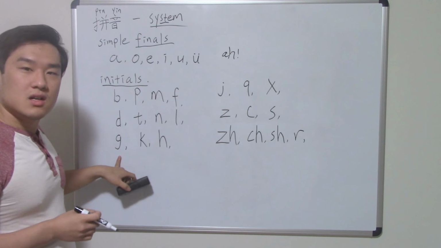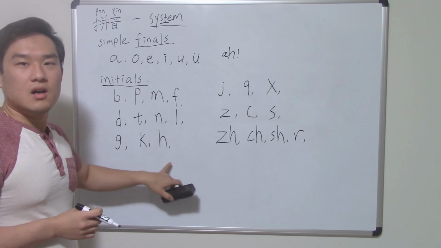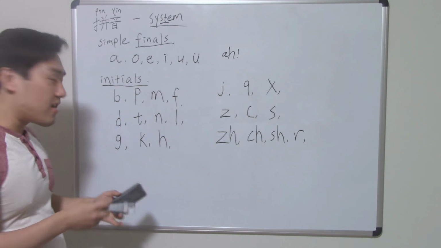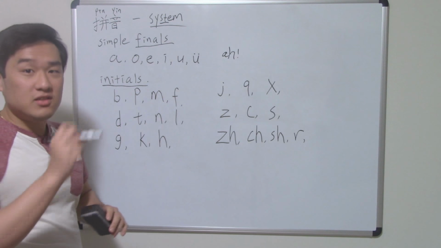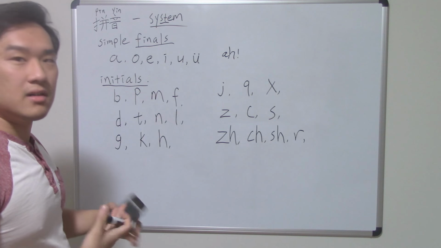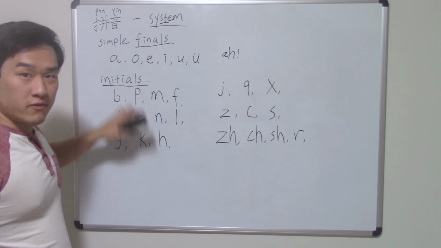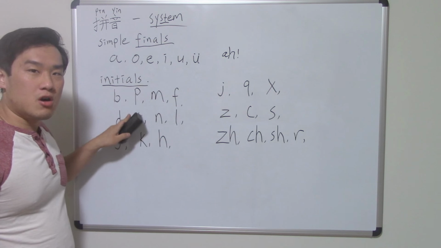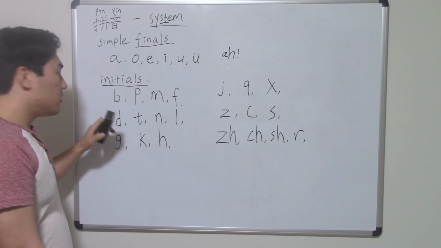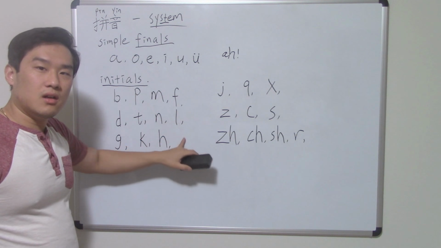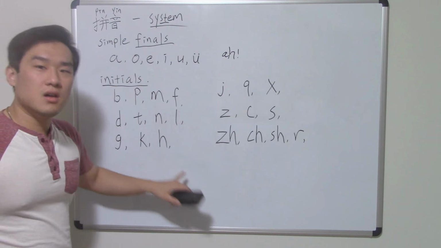And then g, k, h. It's the same, right? g, k, h. That's all. It's also kind of like you put an e behind it. So g, k, h. Okay. So let's review this part first. Bo, po, mo, fo. Right. D, t, n, l, g, k, h.